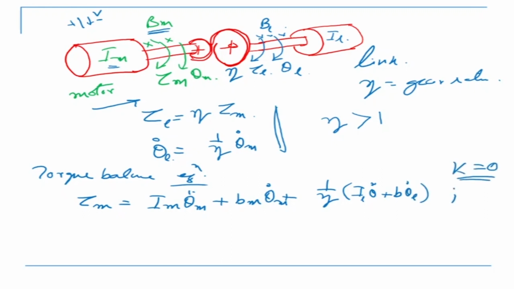The equation is the same as M x double dot plus B x dot plus K x is equal to 0. The stiffness is very small, so I'm saying K is approximately equal to 0, so K is ignored.